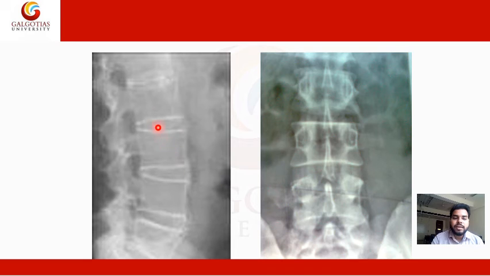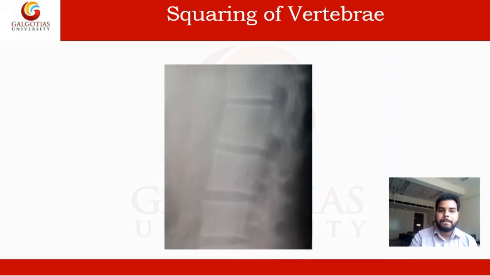So here you can see the X-ray of the spine. You can see the shiny corners. Here you can see the sclerosis and the fusion of the spine. You can observe it in this X-ray. In this X-ray, you can see the squaring of the vertebra. There is a loss of anterior concavity. Normally, our vertebra shows the anterior concavity, but in this X-ray, you can see there is squaring from the anterior edge. There is a squarish shape of the vertebra.